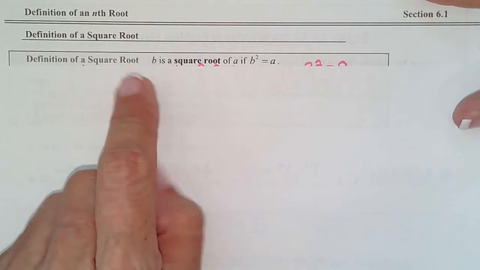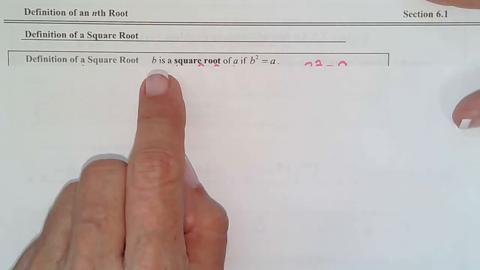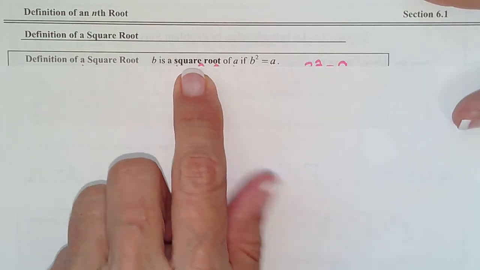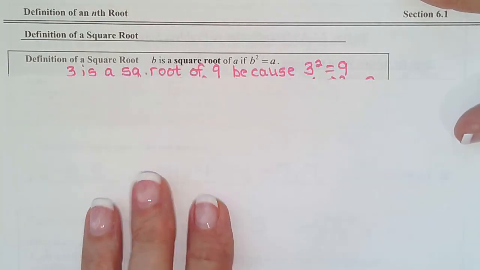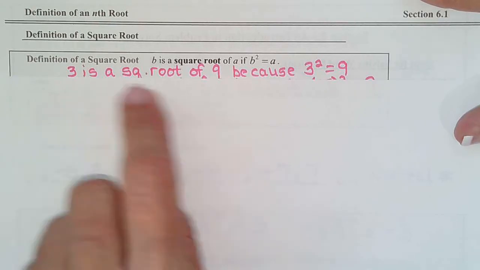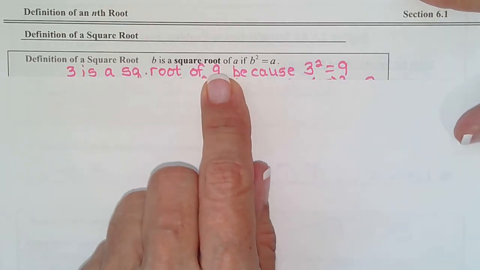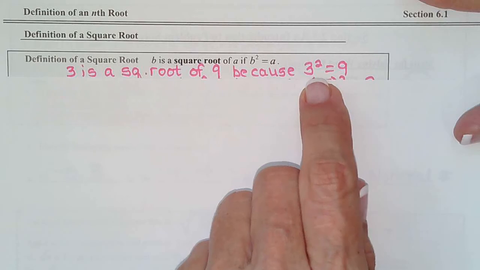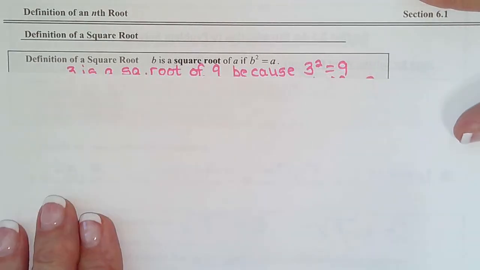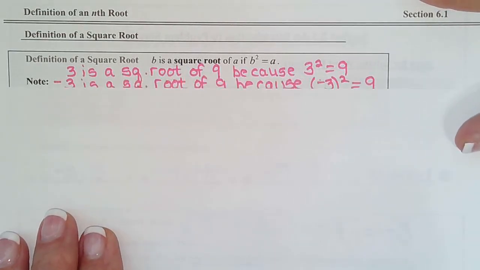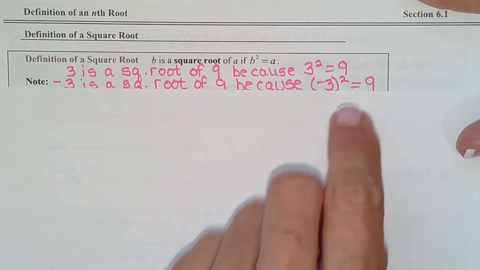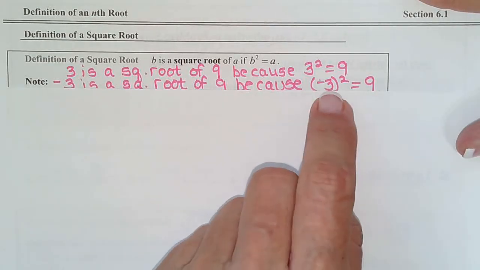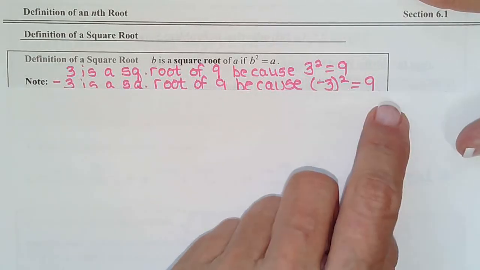So the definition of a square root is: if a number is a square root, then if I square that number, I should get the number back. Most students know 3 is the square root of 9. And according to that definition, that means 3 squared is 9. But according to that definition, guess what? Negative 3 is a square root of 9 too, because doesn't negative 3 times negative 3 give us positive 9?